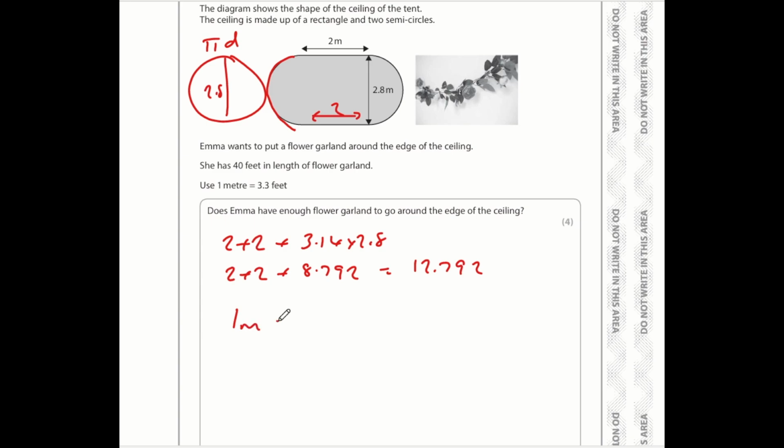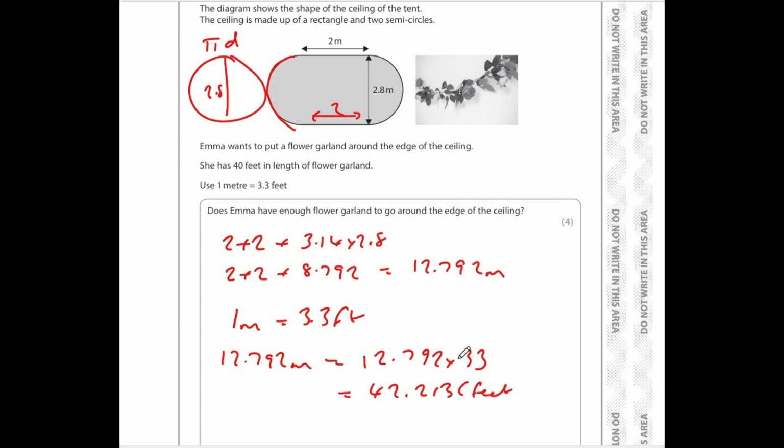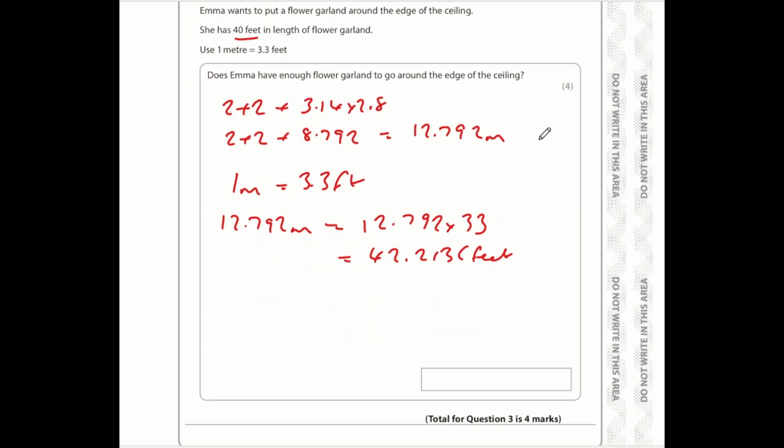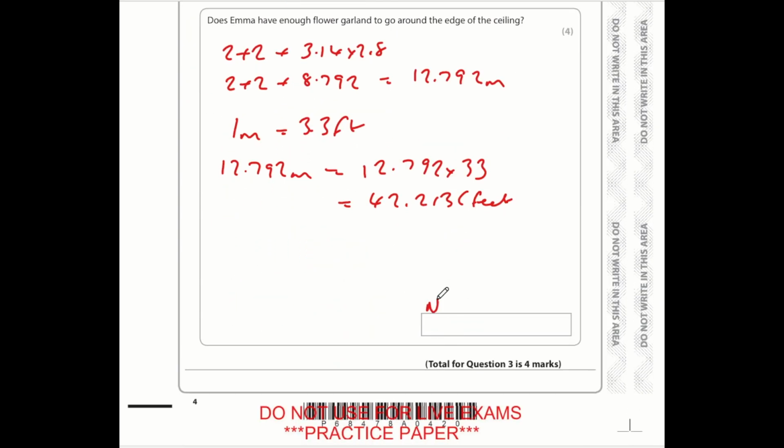So we know that 1 metre is 3.3 feet. So therefore 12.792 metres is going to be 12.792 lots of 3.3, and that comes to 42.2136 feet. So she has 40 feet in length of flower garland. Does she have enough? No. She is 2.2136 feet short.